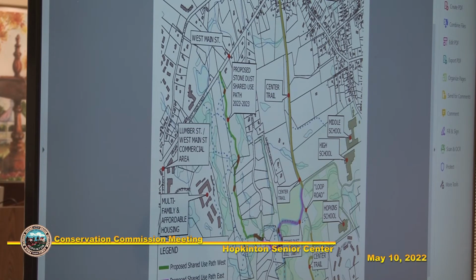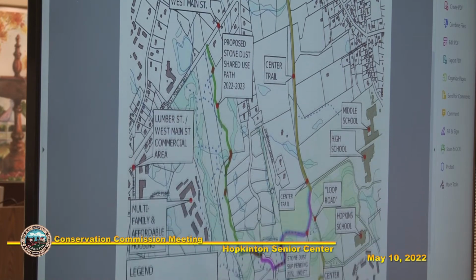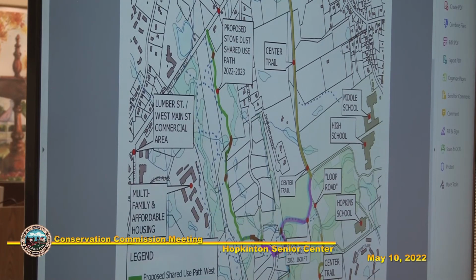There's two other crossings. One you can sort of see in the green just past the private property, just right in there. Basically, it flows in both directions off the top of the hill, but there is a little stream through there. And then there's another stream down close to West Main Street that we're going to have to cross as part of that. And obviously, that's all going to come to you.